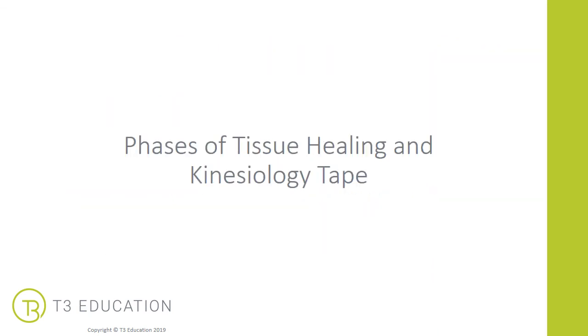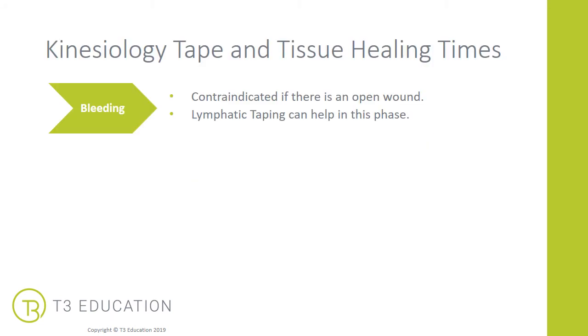The phases of tissue healing and kinesiology tape. The last part of this learning is just about when to use kinesiology tape during the phases of tissue healing. So the first phase is the bleeding phase. Now, if there is an open wound and blood, then kinesiology taping is contraindicated during this time. But if there is no open wound, then lymphatic taping may help with this phase to create that offload, to help improve lymphatic flow and blood flow.